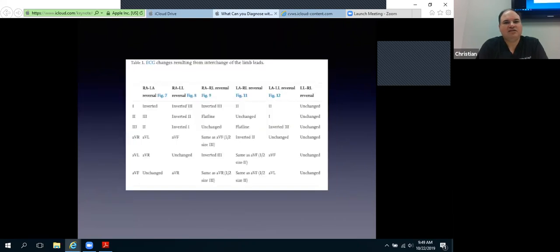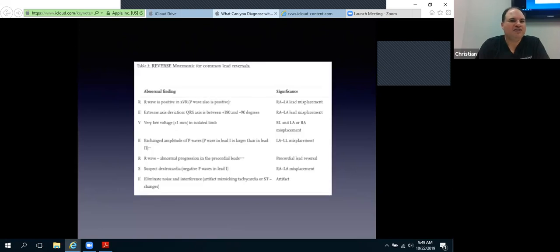So then there's a mnemonic for this called REVERSE, for common lead reversals. R wave is positive in aVR. This is for RA/LA lead misplacement. So the R is positive in aVR, and there's extreme axis deviation for that. In RL/LA, there's very low voltage in isolated limb leads. And you can go through this.